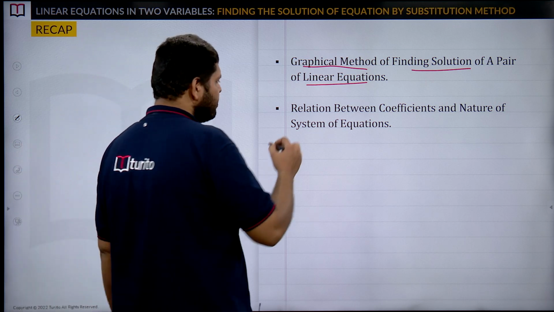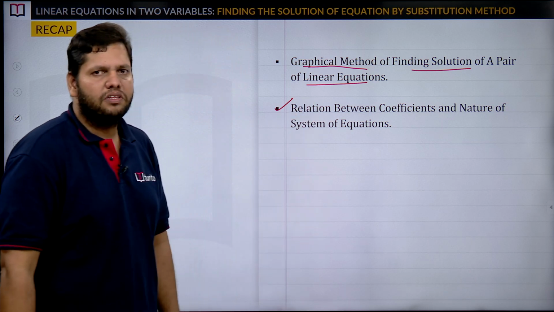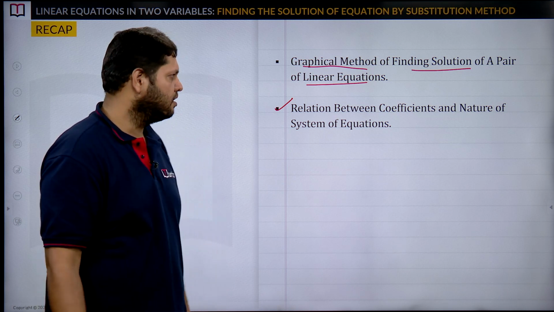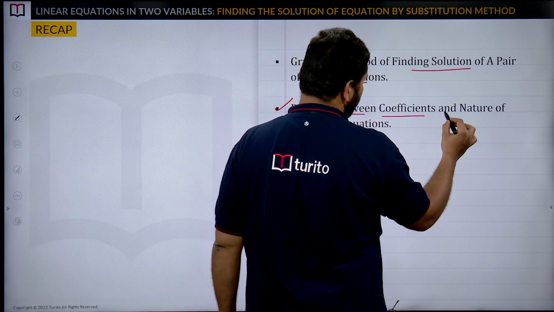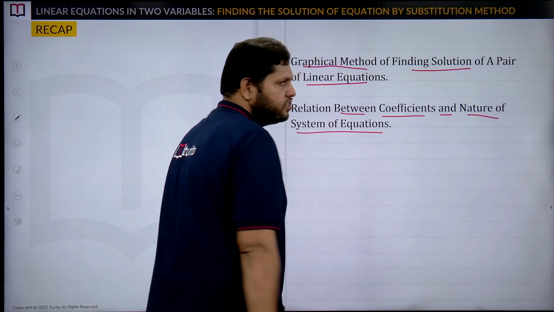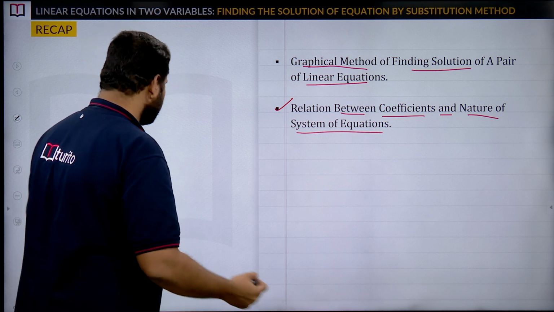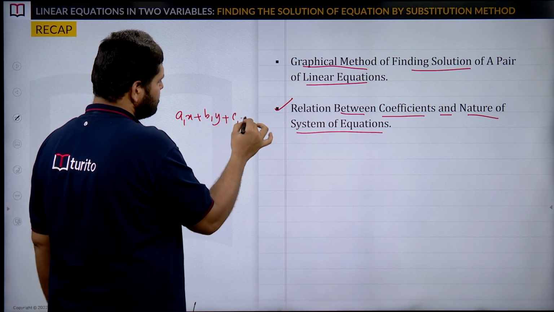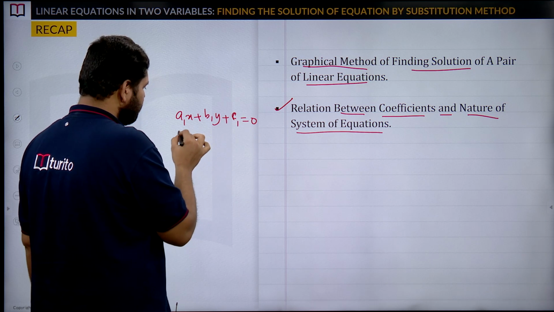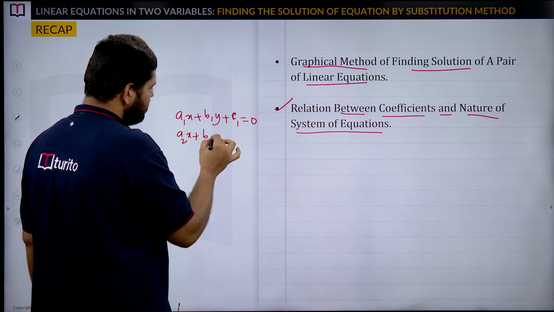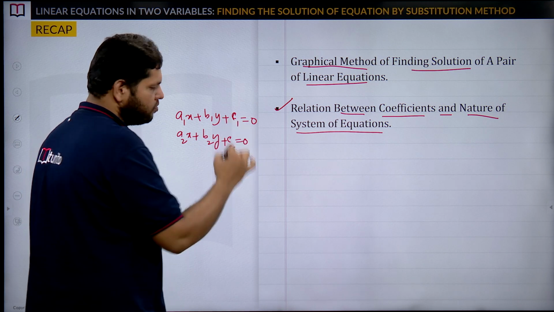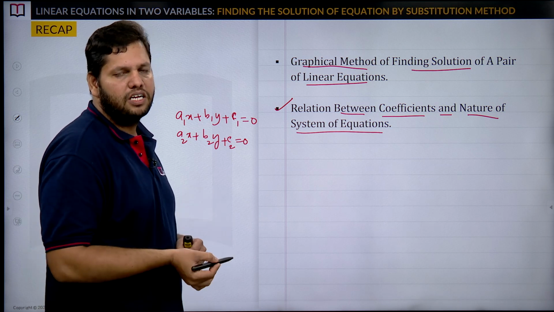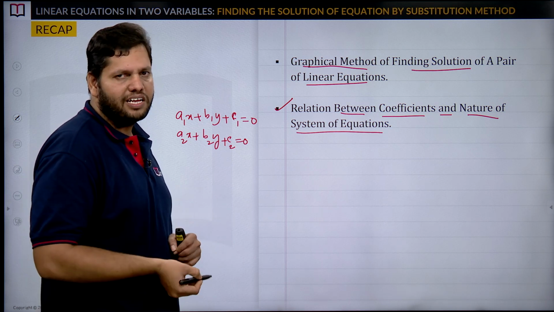And children, the second one what we have discussed? The relation between the coefficients and the nature of the solution of equations, isn't it children? Suppose I have two equations. One is a1x plus b1y plus c1 equal to 0. Another equation I am taking as a2x plus b2y plus c2 equal to 0. I want to decide what type of solutions both the equations have.